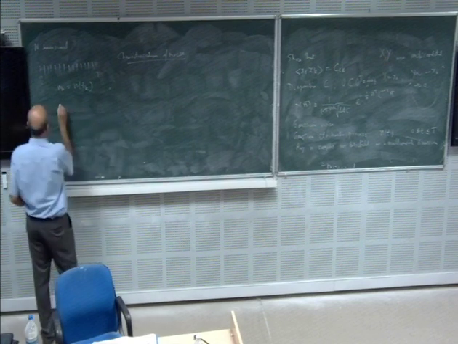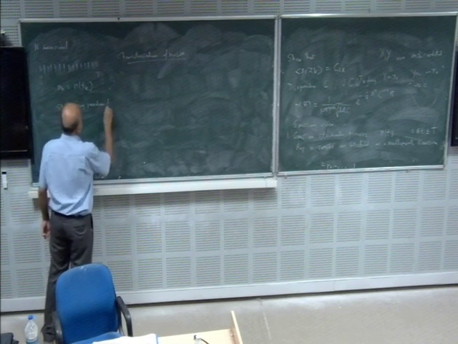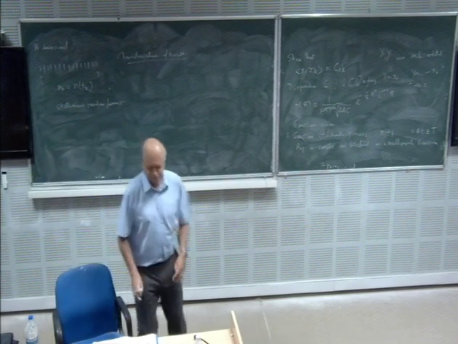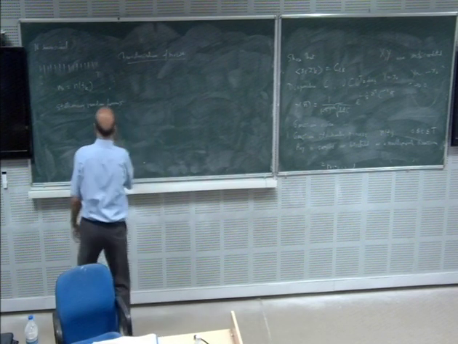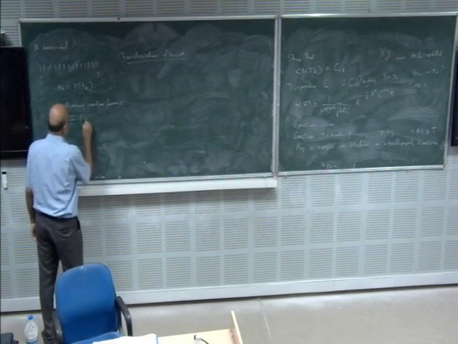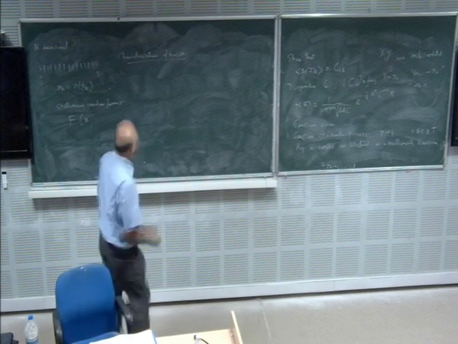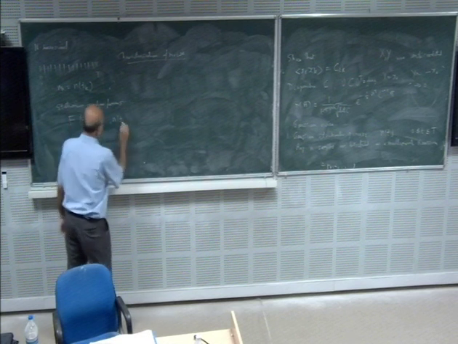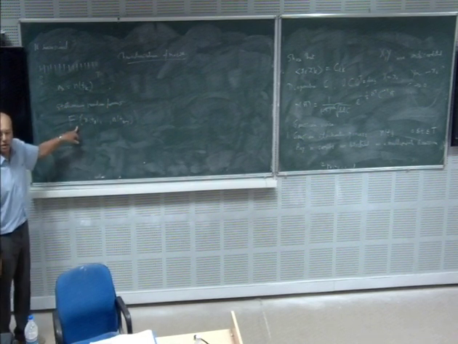Now, what do you mean by stationary noise? A stationary process is a random process that is defined through this function, the distribution function, if you like, F_n of t1, and so on up to t_{n-1}. This is the distribution function in n variables.